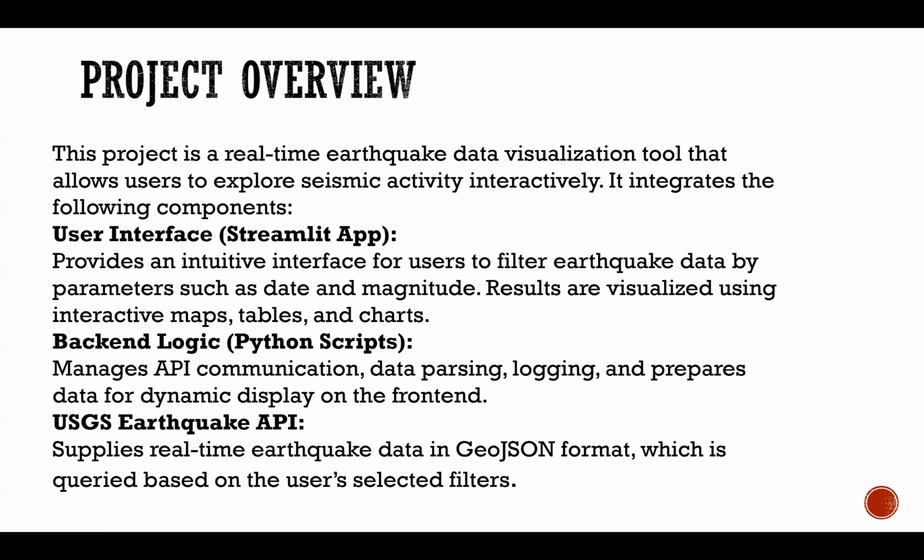The third component is the USGS API. It supplies real-time earthquake data in structured GeoJSON format, which is queried dynamically based on the user's selected filters.